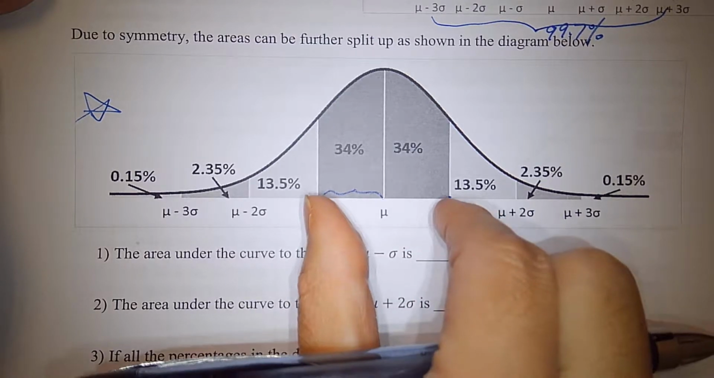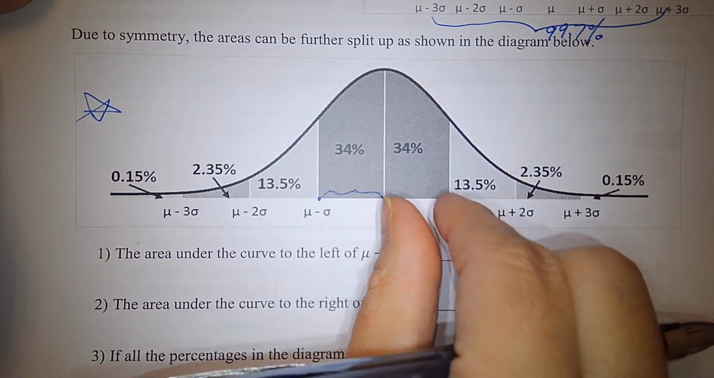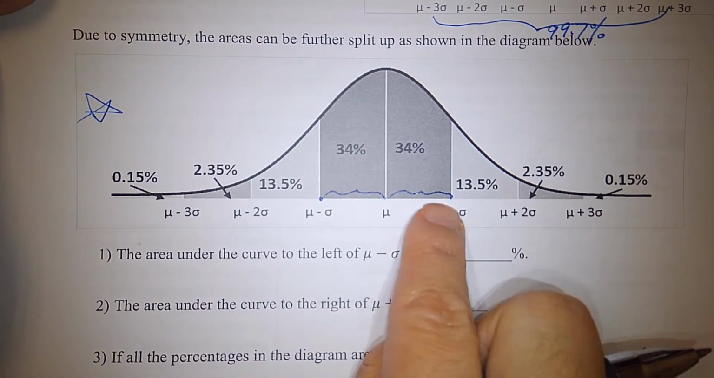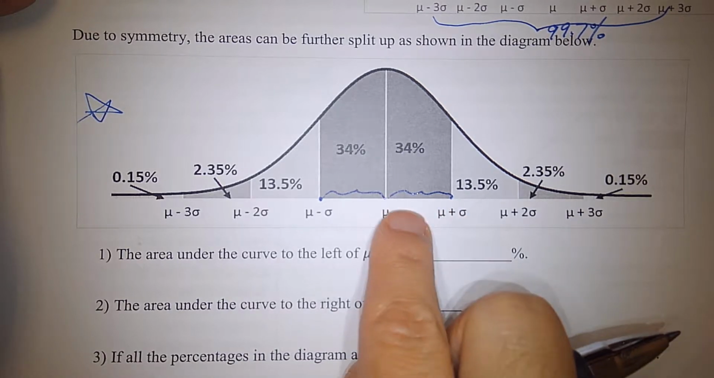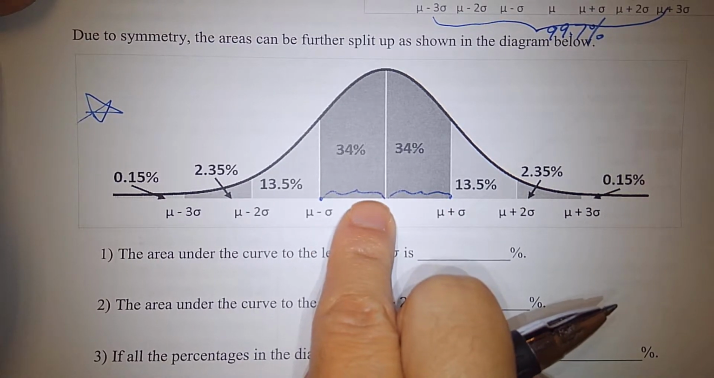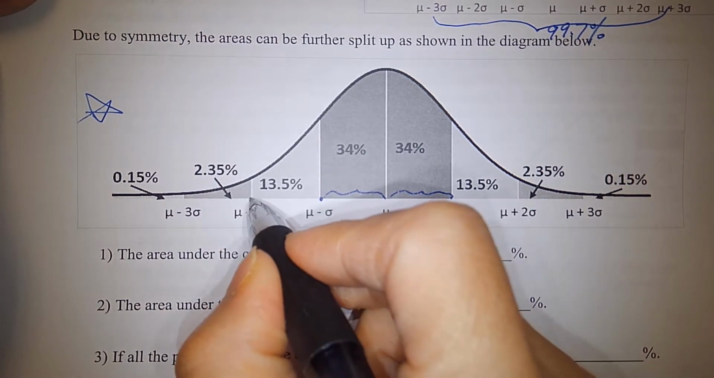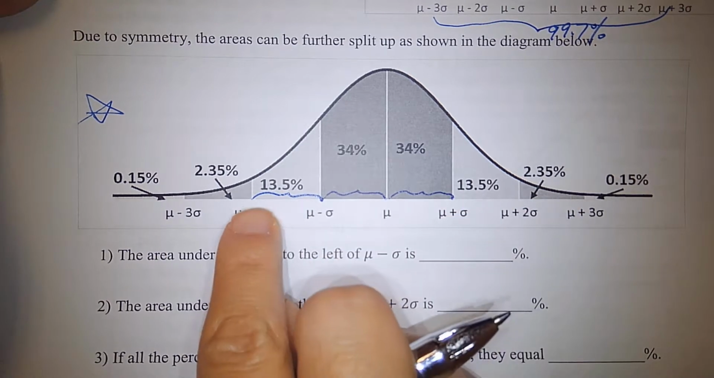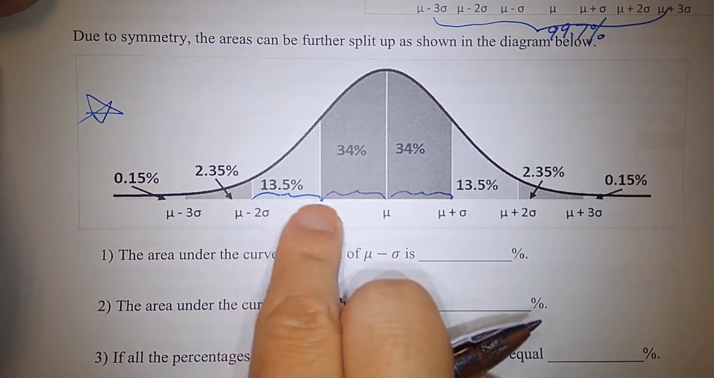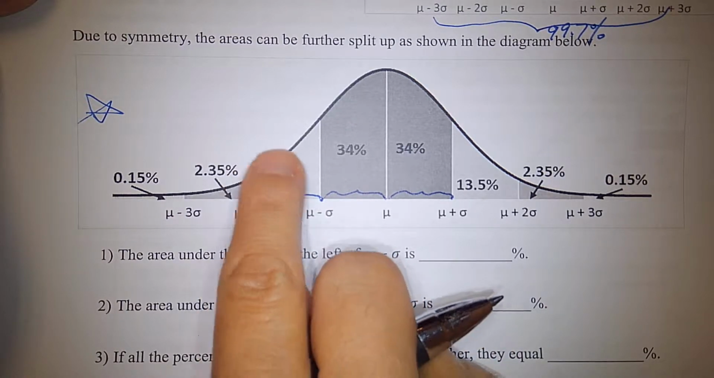We cut 68% in half and we get 34. So the percentage of data values on this interval is 34%. Now, do you understand why, between 2 standard deviations below and 1 standard deviation below, we have this percentage for the data values? Do you understand how we get 13.5?